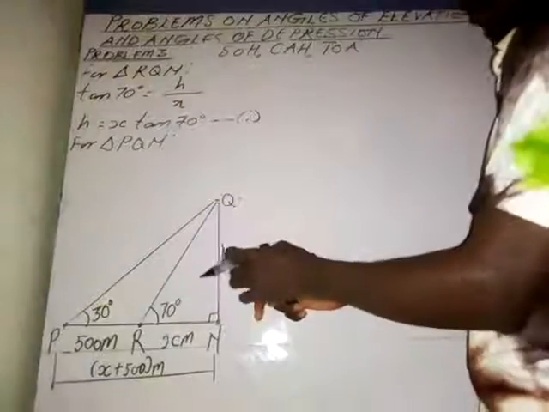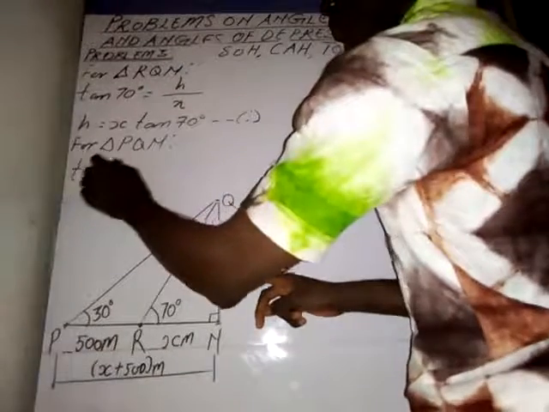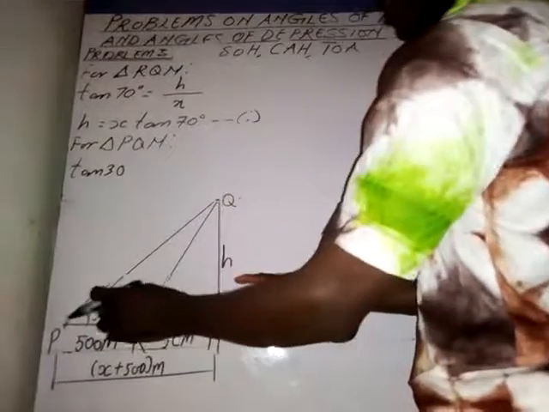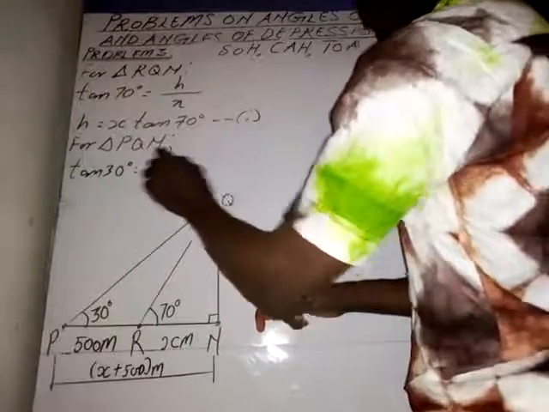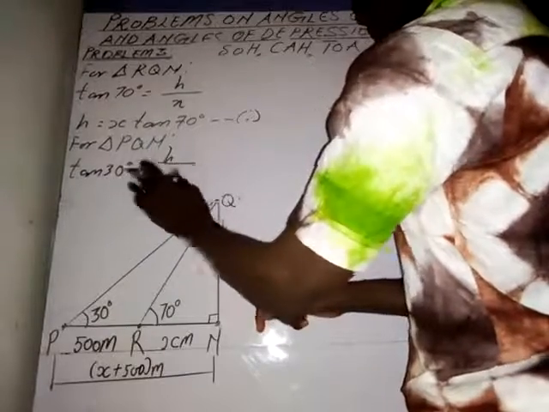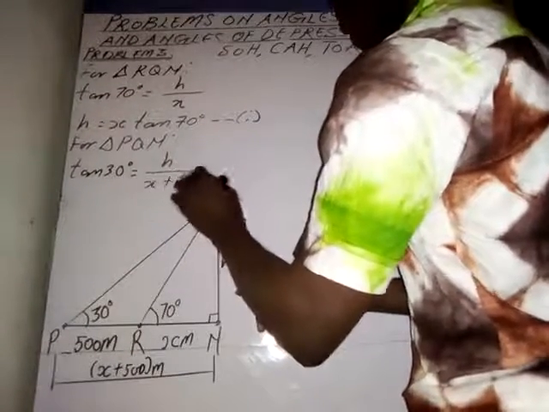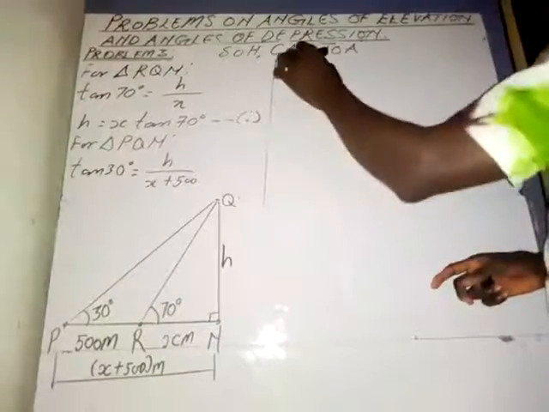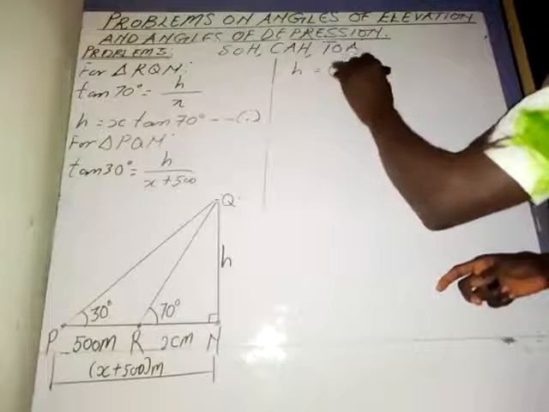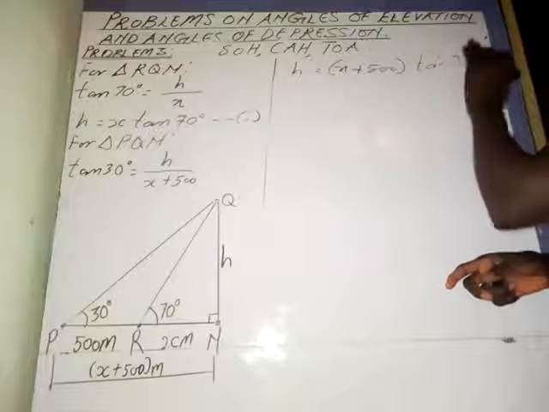So we still have this height, so the height is common to both of them. So here we have tan 30 degrees. So the angle we are using now is 30 degrees. So tan 30 degrees is equal to H over X plus 500. So here we have H equal to bracket X plus 500, tan 30 degrees.